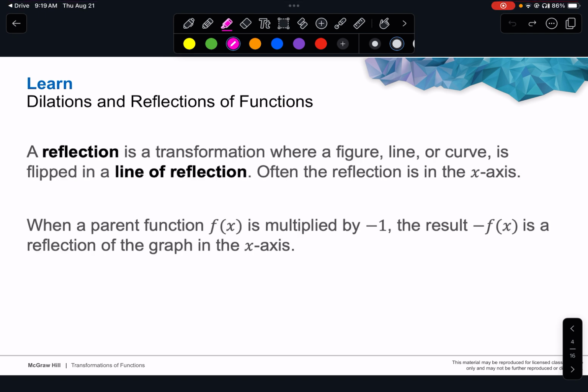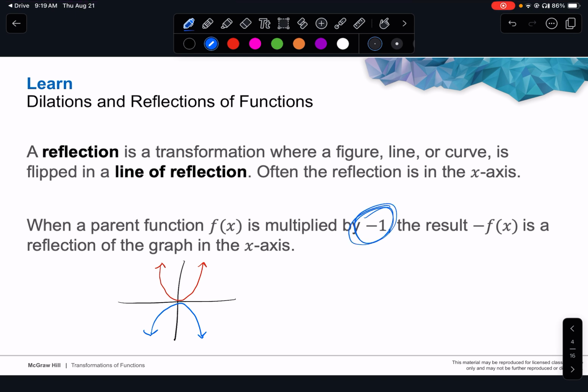Okay, a reflection is a transformation where a figure, line, or curve is flipped on a line of reflection. Oftentimes that's the x-axis. So if we have a parabola, for example, on our graph that is going up, left end up, right end up, the reflection of it would be now right end down, left end down. That would be the reflection. All right, if it's multiplied by -1.